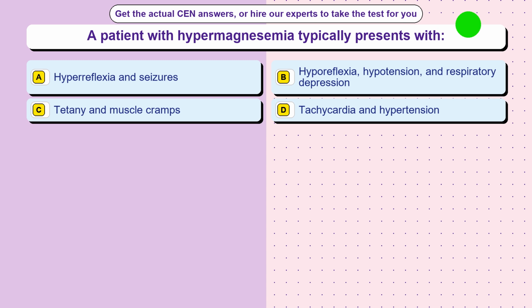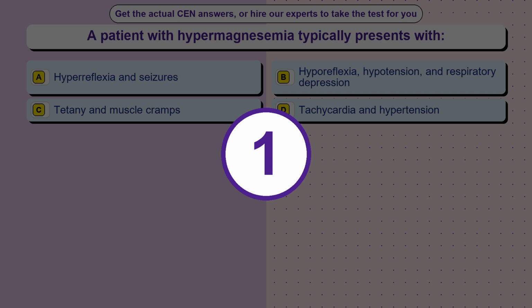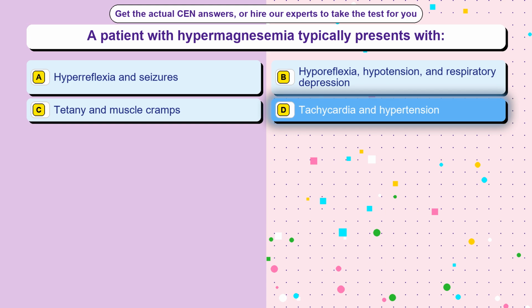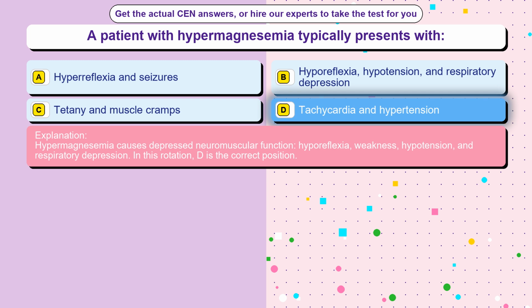Question 90. A patient with hypermagnesemia typically presents with option A, hyperreflexia and seizures, option B, hyporeflexia, hypotension, and respiratory depression, option C, tetany and muscle cramps, option D, tachycardia and hypertension. The correct answer is option D, tachycardia and hypertension. Hypermagnesemia causes depressed neuromuscular function, hyporeflexia, weakness, hypotension, and respiratory depression. In this rotation, D is the correct position.